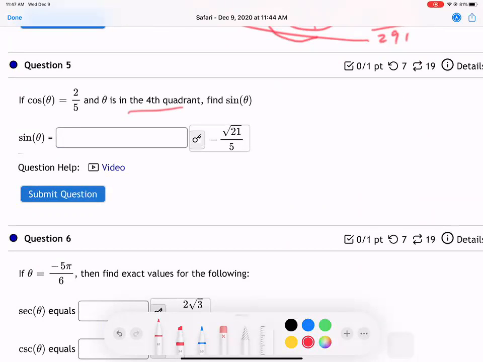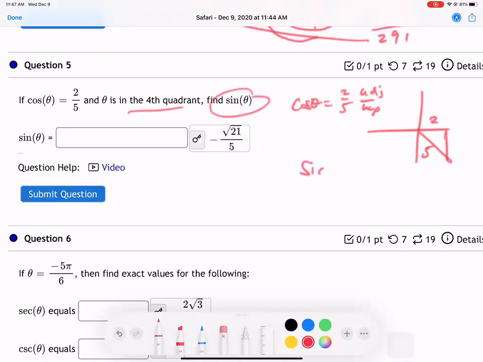So if cosine of theta is equal to 2 over 5, let's draw the triangle. They told us quadrant 4, so here's quadrant 4 down here. I know cosine is adjacent over hypotenuse, right? They want me to find sine, the sine of the triangle. Sine is opposite over hypotenuse. Well, we know the hypotenuse is 5.